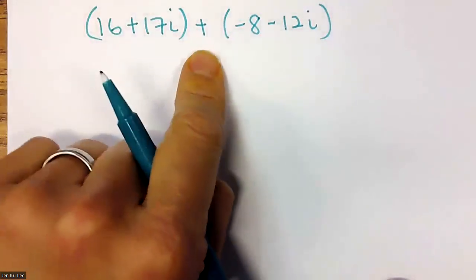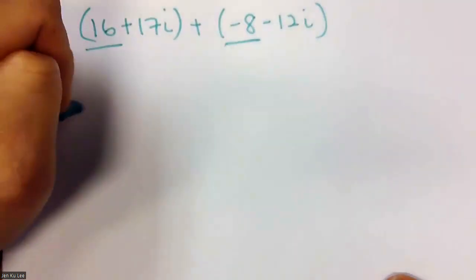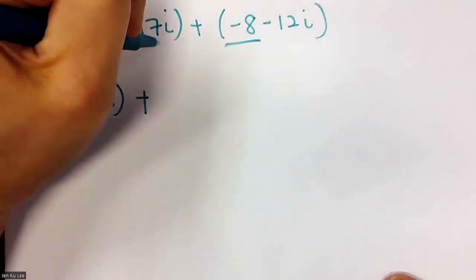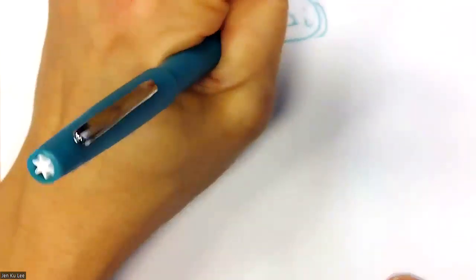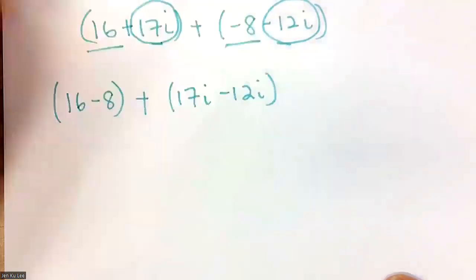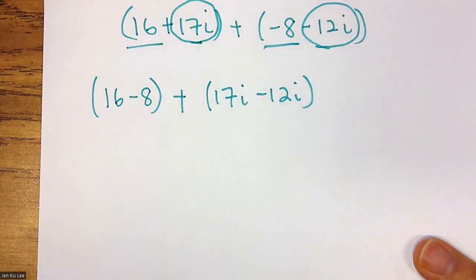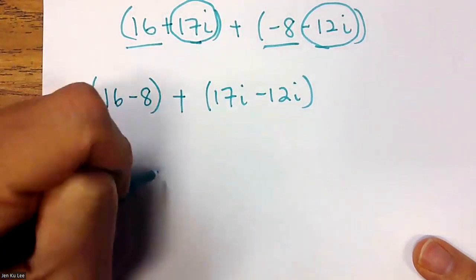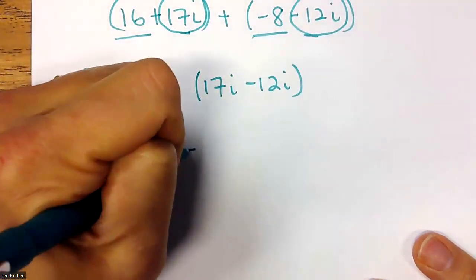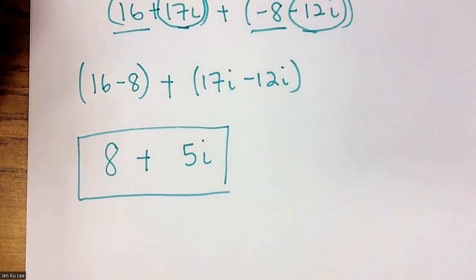Okay? So since we're just adding them, we can go 16 minus 8 because those are the real components, right? 16 minus 8, plus 17i and negative 12i. So 17i minus 12i, right? So 16 minus 8 is 8, plus 17i minus 12i, 5i. That's it. And then we're done, right?